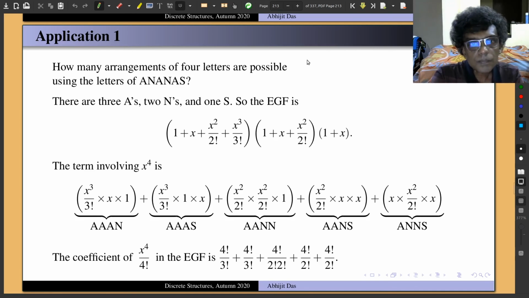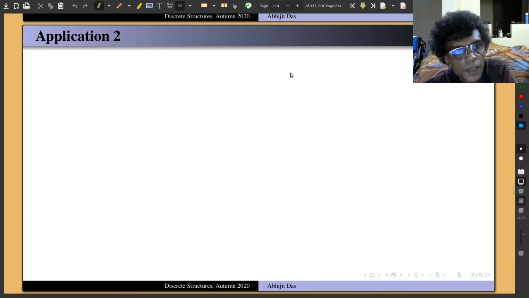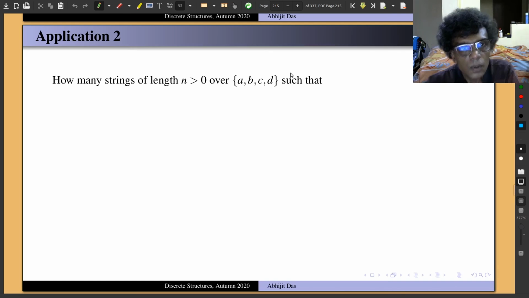Fine. So this is our first application. As a second application, I show once again an arrangement counting problem. So the question is, how many strings of length n greater than 0? That is the reason why I am not considering n equal to 0, are there over the 4-letter alphabet A, B, C, D, such that the following two conditions hold.